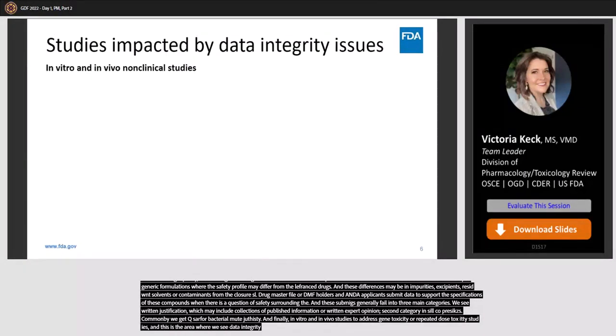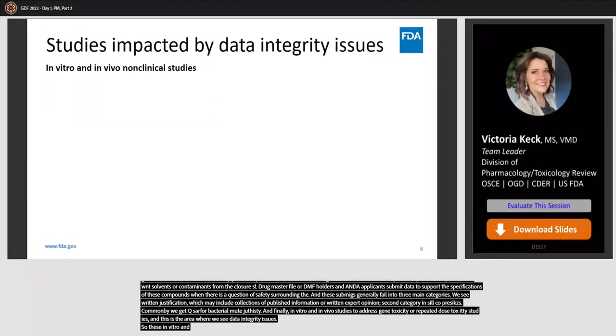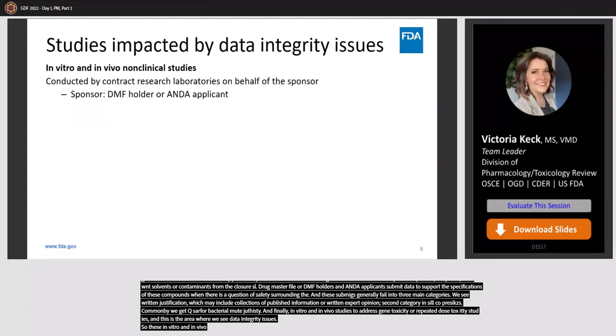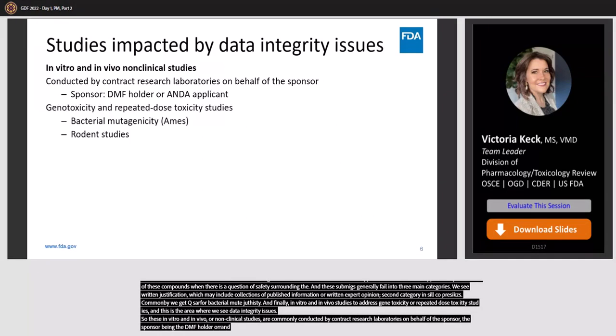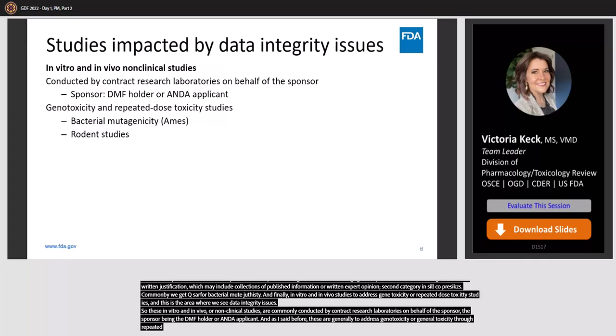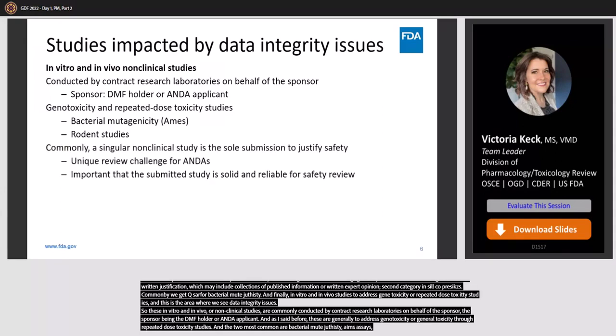So these in vitro and in vivo, or as we call them, non-clinical studies, are commonly conducted by contract research laboratories on behalf of the sponsor, being the DMF holder or ANDA applicant. And as I said before, these are generally to address genotoxicity or general toxicity through repeated dose toxicity studies. And the two most common things we see are bacterial mutagenicity assays, also known as Ames assays, and rodent studies for the general toxicity studies.